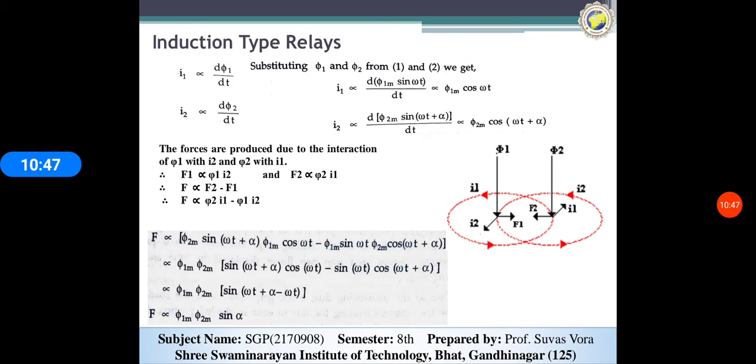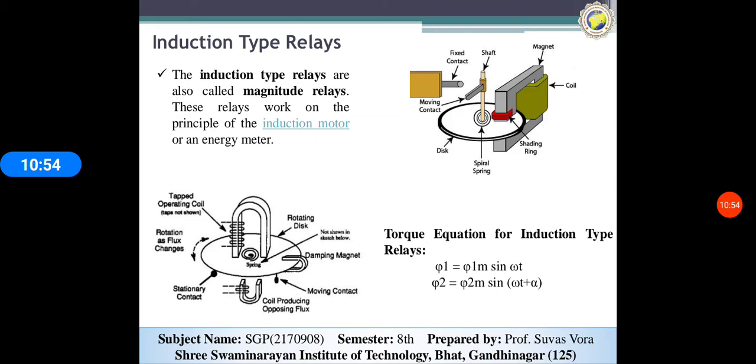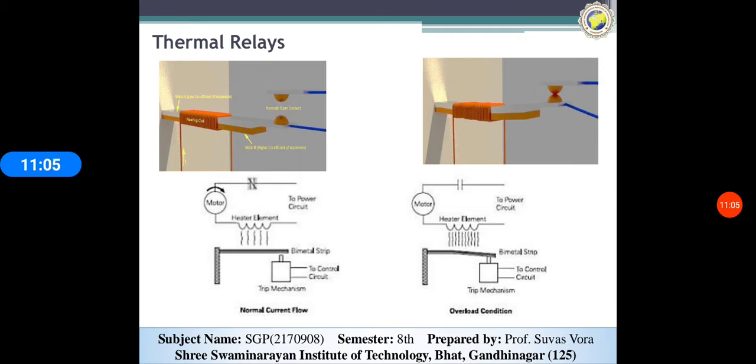Now, what is the basic difference between the induction type relay and the thermal relay? You can see the figure of the thermal relay. This is the simplest construction of a relay. When a fault occurs, only the armature's movement will be there, but this is only applicable to small rating motors.